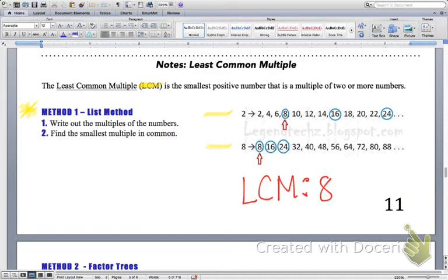But again, this is not the favorite method in terms of having a larger LCM, because then you're going to be writing numbers for a long time, especially if it's in the 3 or 400s. List method is good for small LCMs. You don't always know if it's going to be a small number or large number, but that's kind of how it works, but it is a fairly easy method.